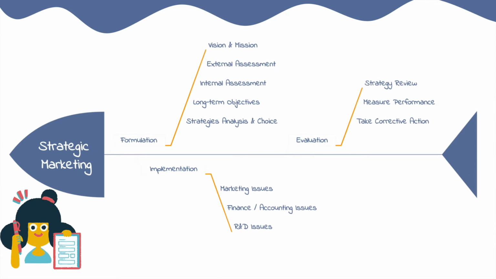Here shows a fishbone diagram. Strategic marketing is the art and science of formulating, implementing, and evaluating marketing decisions that enable an organization to achieve its objectives. Strategy formulation as the first part is also the most important part. Let's take a look at it.